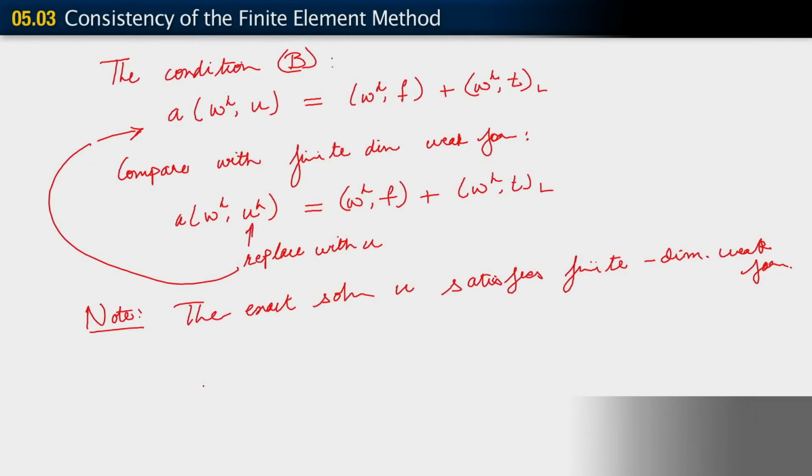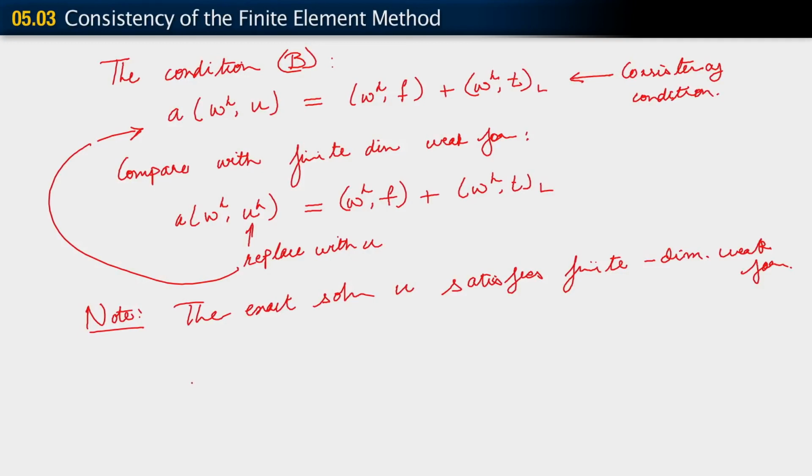Okay? And this is why this condition B is referred to as the consistency condition. The exact solution is consistent with the finite dimensional equation we are solving. The exact solution is consistent with the finite element method. Okay? So this is the consistency condition.